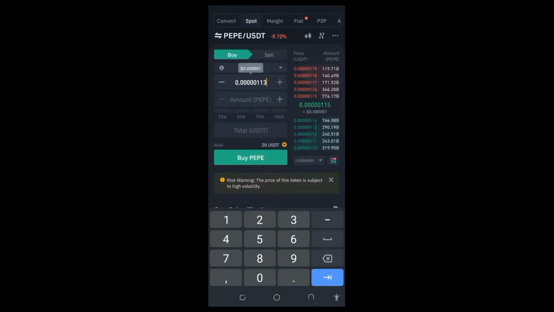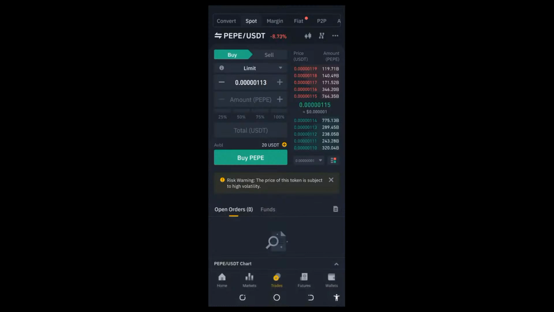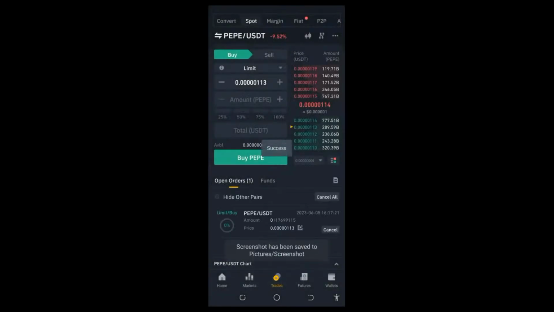And there we go. So first off, I'm just going to put a buy limit here, a buy limit of 113. Let's pick that up and see how much we get. And then we go ahead and buy. So we're currently in the queue. Let's see how long this takes to get executed. I'll be back with the reports.